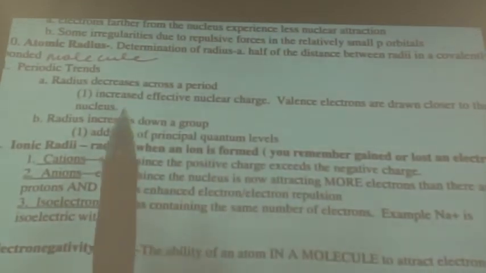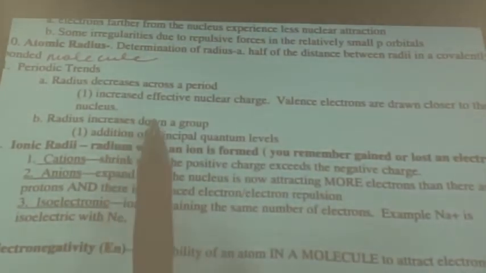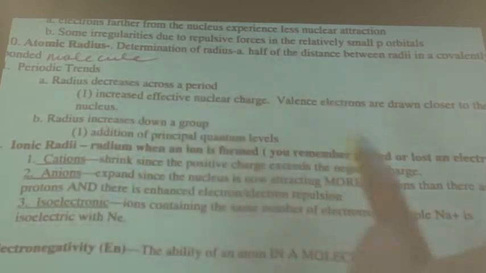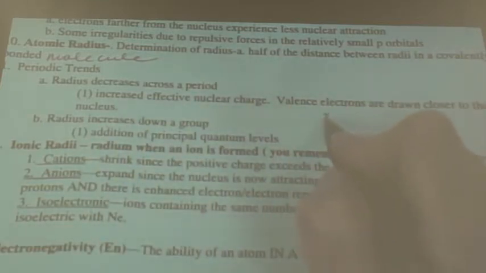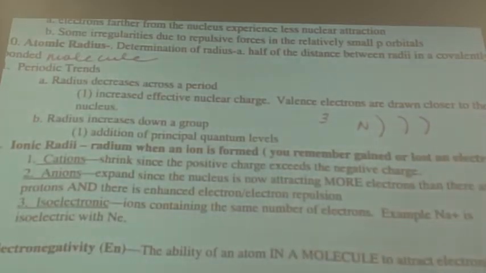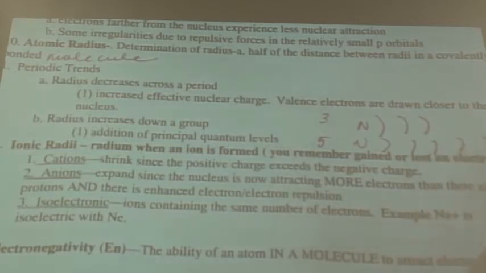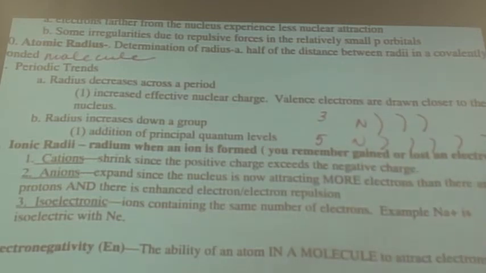So as you go across a period, the atomic radius decreases. Now, as you go down a group, the size increases. Does that make sense? Yeah, because you're adding energy levels. If you were in the third period, you would have the nucleus and 3 energy levels. If you were in the fifth period, you would have the nucleus and 5 energy levels. Of course, this would be bigger than this.